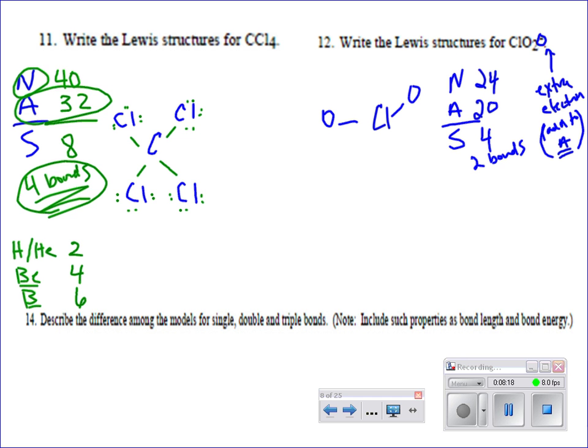Of the 20 available, we've used 4. So we're going to pass 16 around. 2, 4, 6, go to the outside at first, 8, 10, 12, 14, 16. Now if you look, everybody has 8, right? Everybody's happy. Because it's charged, I'm going to put brackets and the charge on the outside.